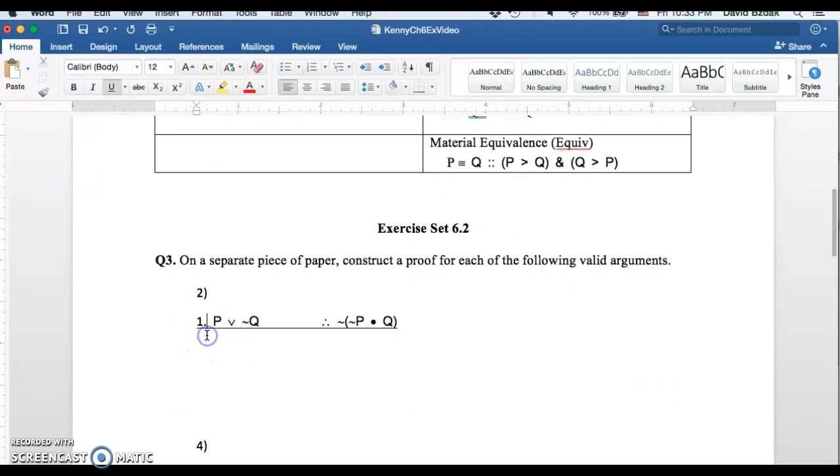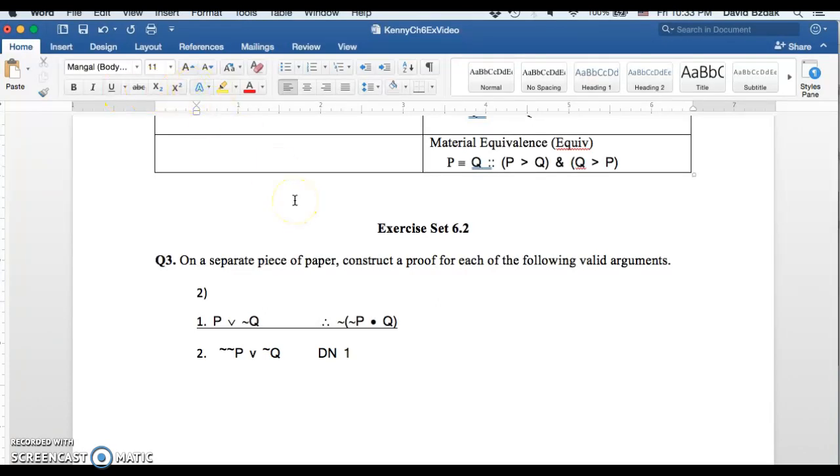So that's going to be our first step here. We'll go not not P or not Q. We'll justify that by double negation of 1.